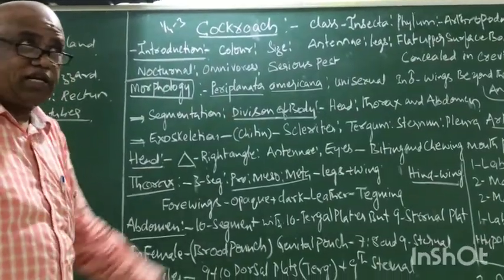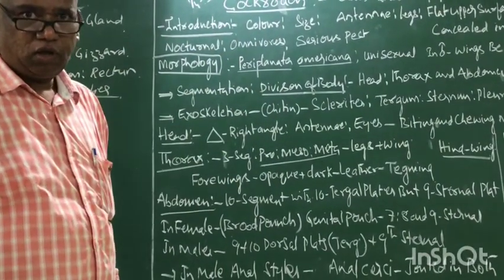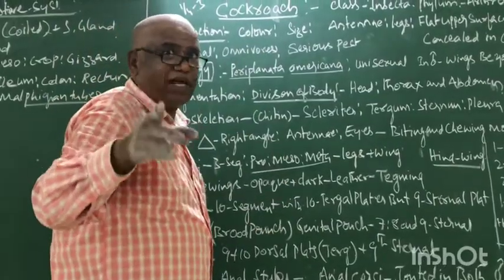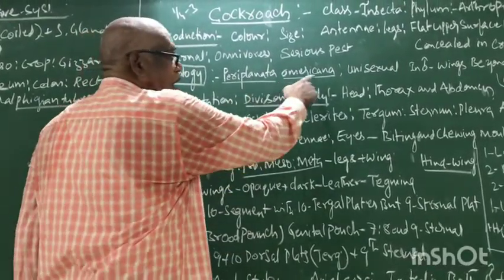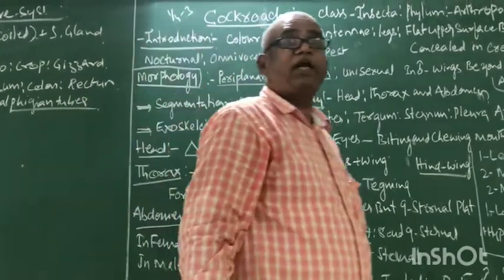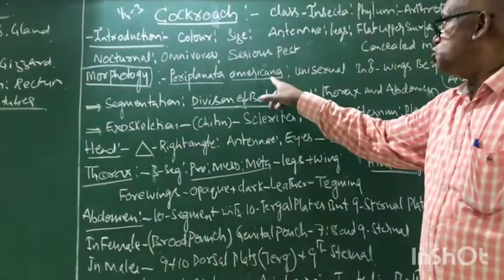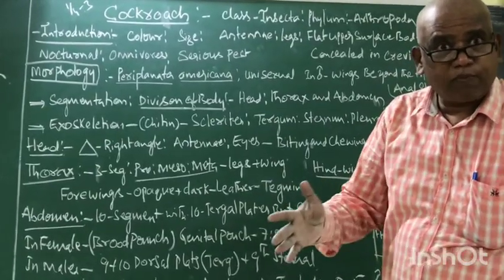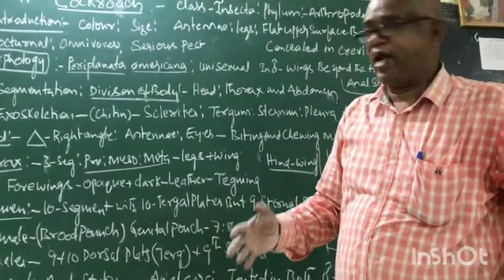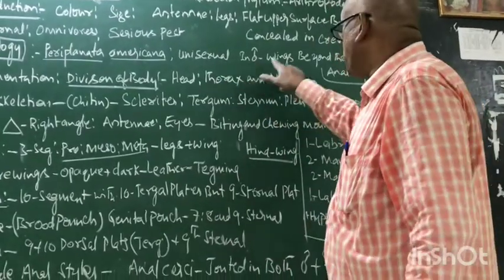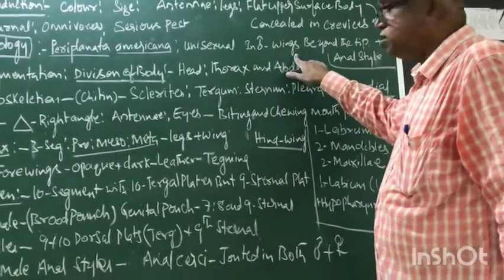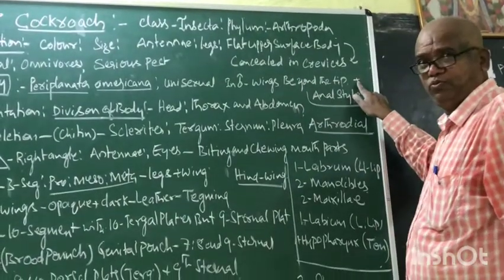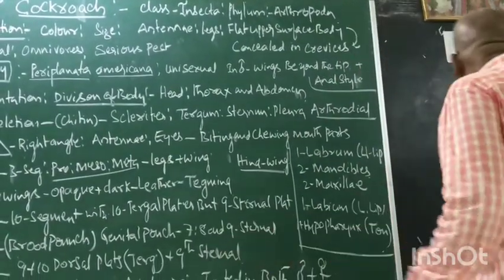Morphology. That is external character. Right. The Indian cockroach's scientific name is Periplaneta americana. It is unisexual, dioecious. Male and females are separate, like human beings. Right. Unisexual. In males, wings extend behind the tip.